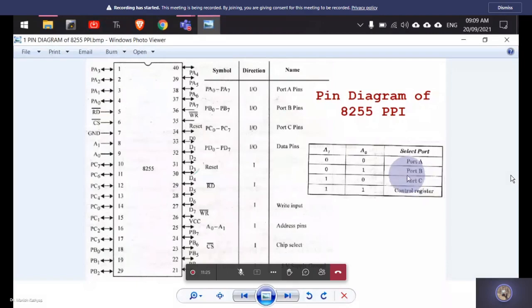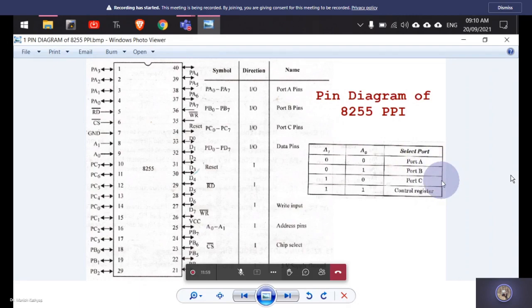That means there are two things. One is port and another is group. So if you say port A and port B, they are these individual ports. But if you mention group A and group B, then group A will contain port A and the upper part of port C, and group B will contain port B and the lower part of port C, right? So that way you can say that either you have two groups of 12 bits each, or you have three ports of 8 bits each. And we will see how their operations are done in group, right?